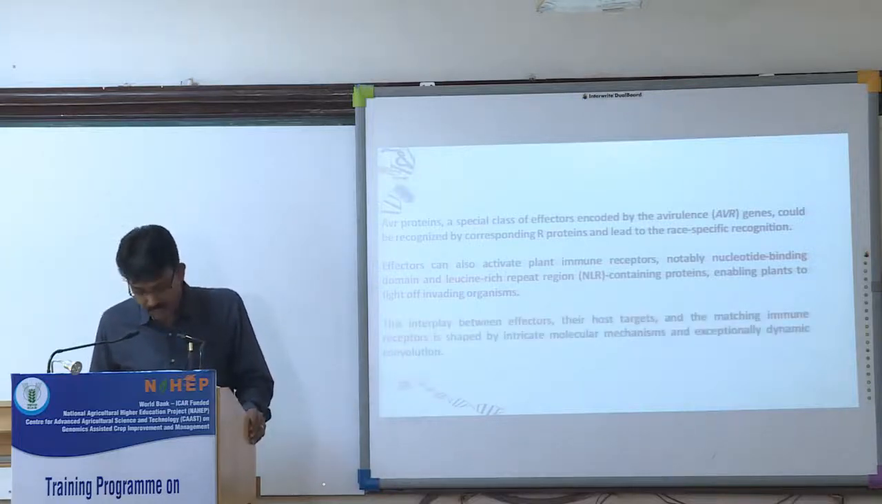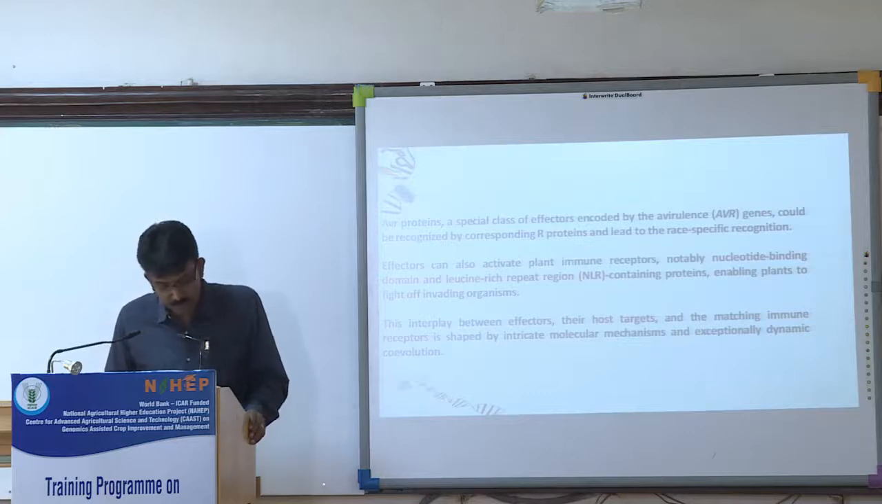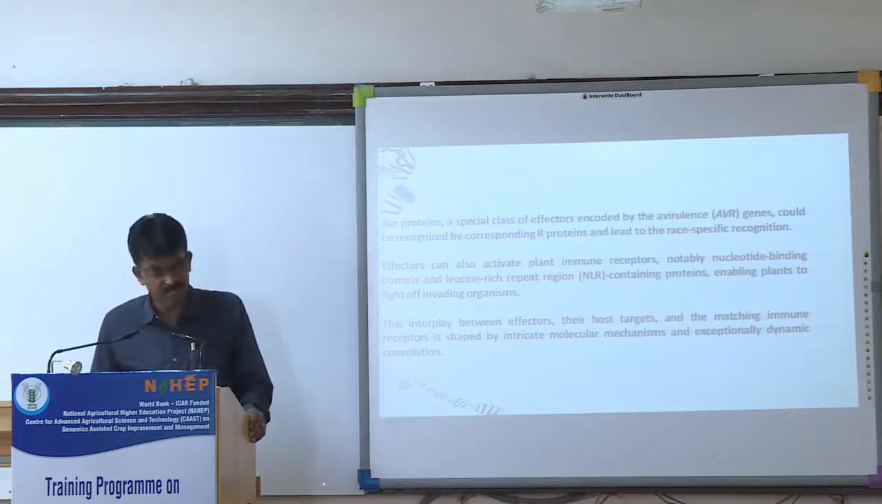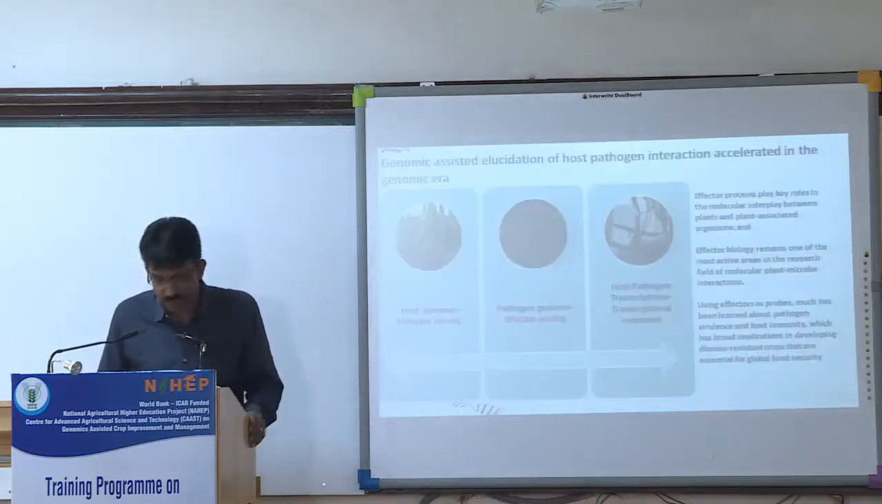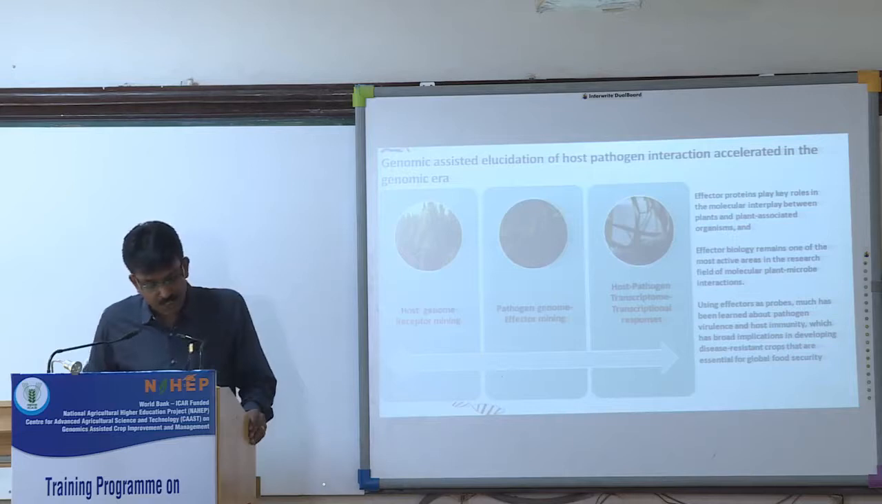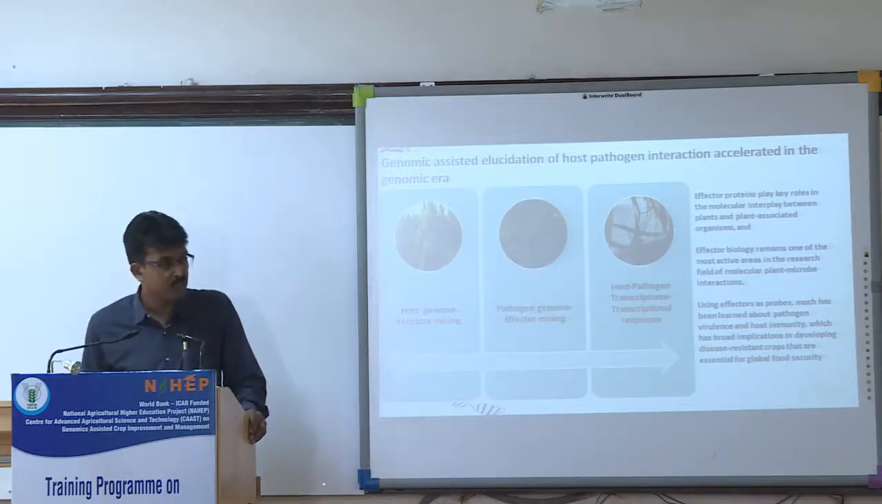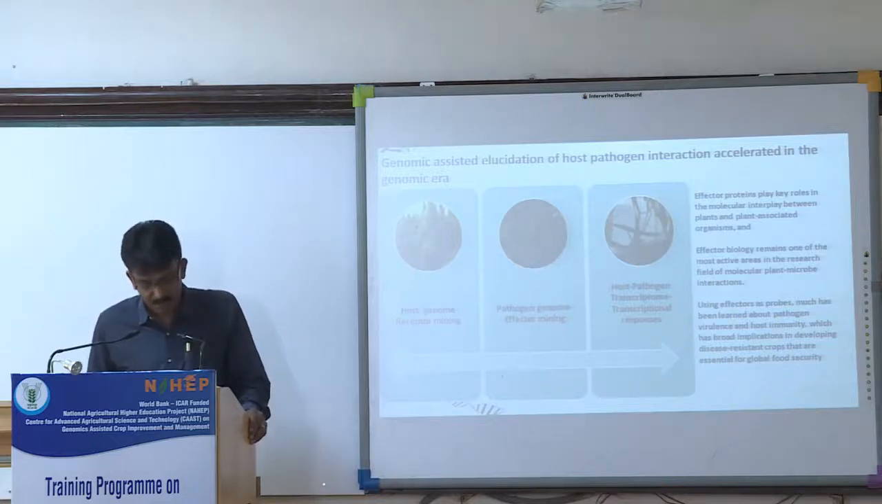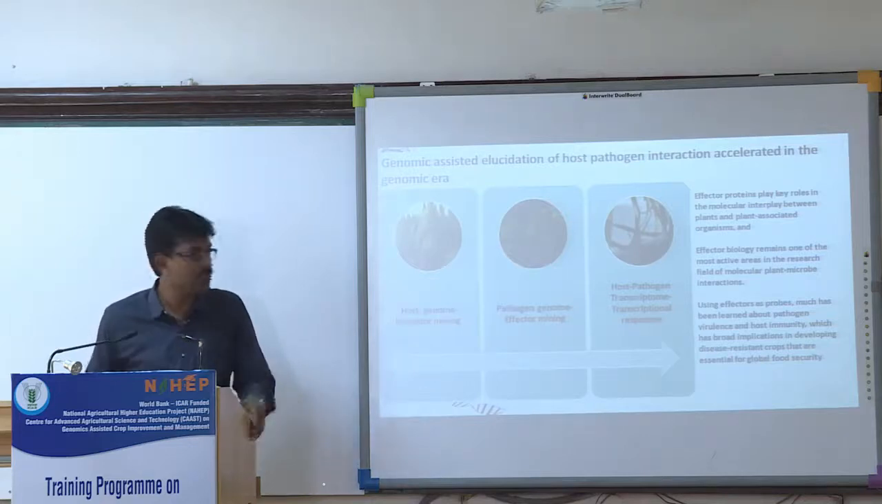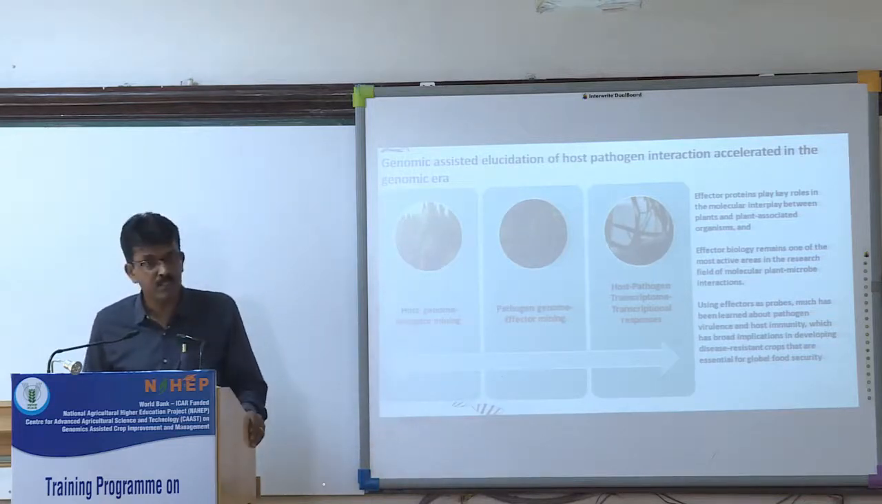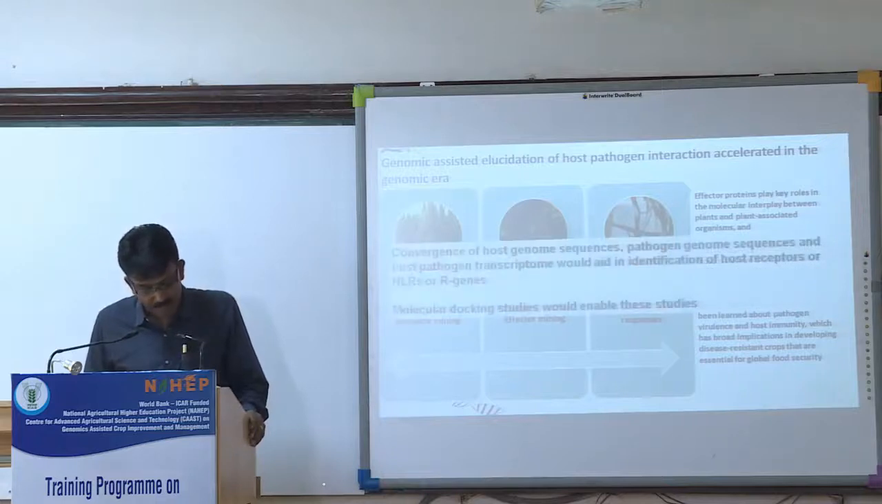Of course, the interplay between effector and host targets and the matching immune receptors is shaped by intricate molecular mechanisms and exceptionally dynamic coevolution. This is ongoing, we call it the battle between these two. This is what is called genomic assisted elucidation of host pathogen interaction, accelerated in the genomic era. Now you will find more and more data about the so-called receptors. Several of them are now cloned, and effectors have been cloned in many Magnaporthe systems, and interactome studies are now published all the time by many workers, right?